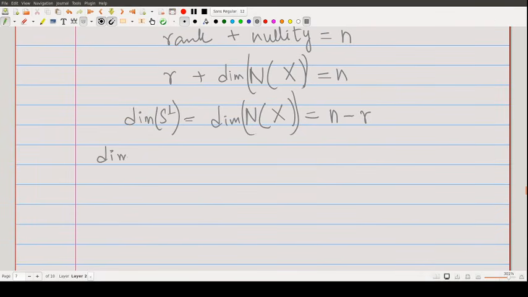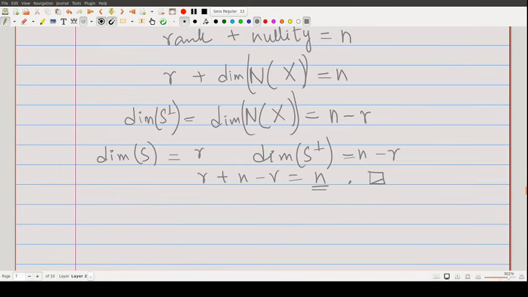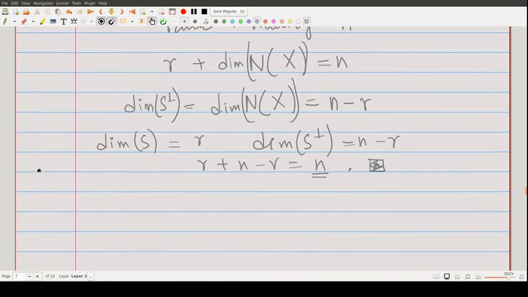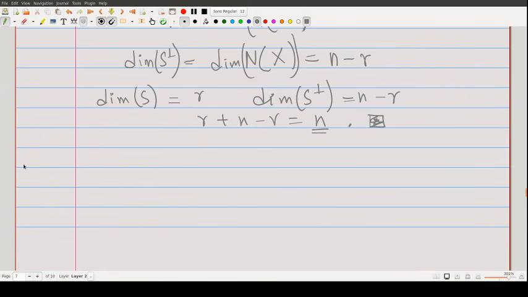Because we just said that the dimension of S is r and the dimension of S complement, the orthogonal complement of S, is n minus r. Therefore, if you add these together, r plus n minus r gives you n, and this works out when you don't have the trivial subspace.